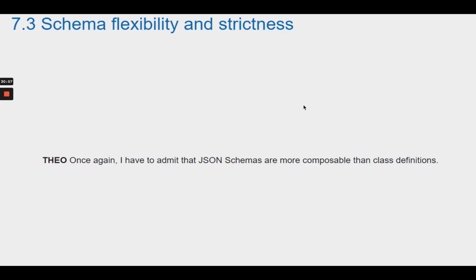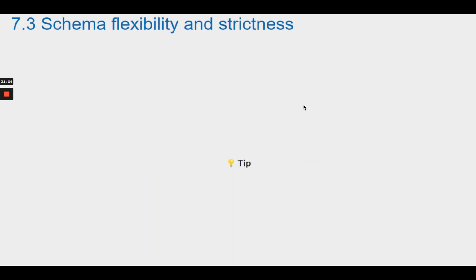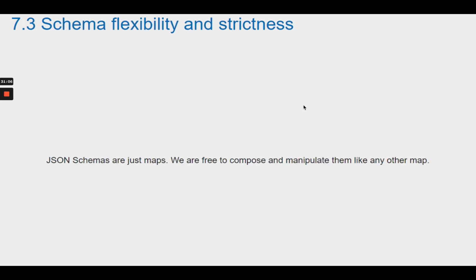Theo, once again, I have to admit that JSON schemas are more composable than class definitions. Tip. JSON schemas are just maps. We are free to compose and manipulate them like any other map.